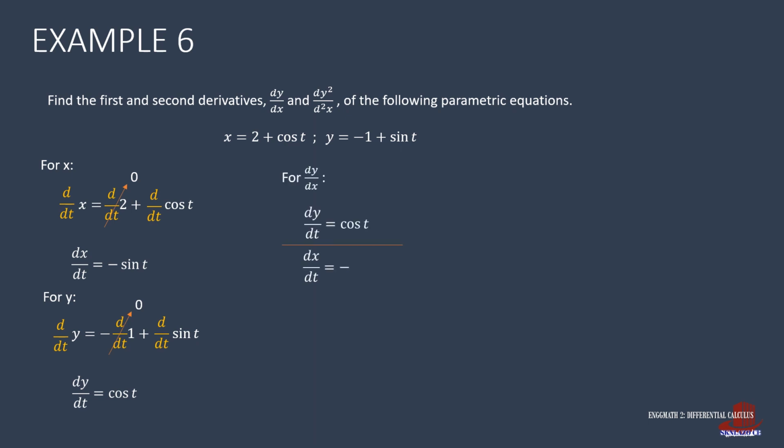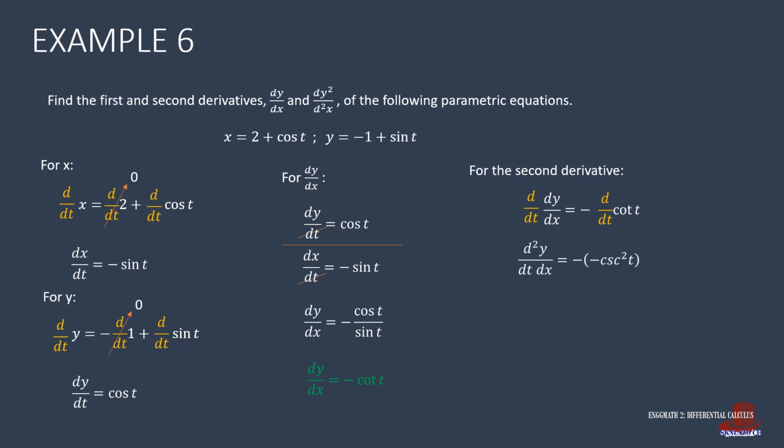Divide dy over dt by dx over dt and cancel out dt, and have negative cosine of t over sine of t, which can be taken as negative of cotangent t by using trigonometric identities. For the second derivative, we take the derivative of y prime with respect to t. So that's the derivative of cotangent t, which is known as negative cosecant squared of t. Cancel out the negative signs to have cosecant squared of t.